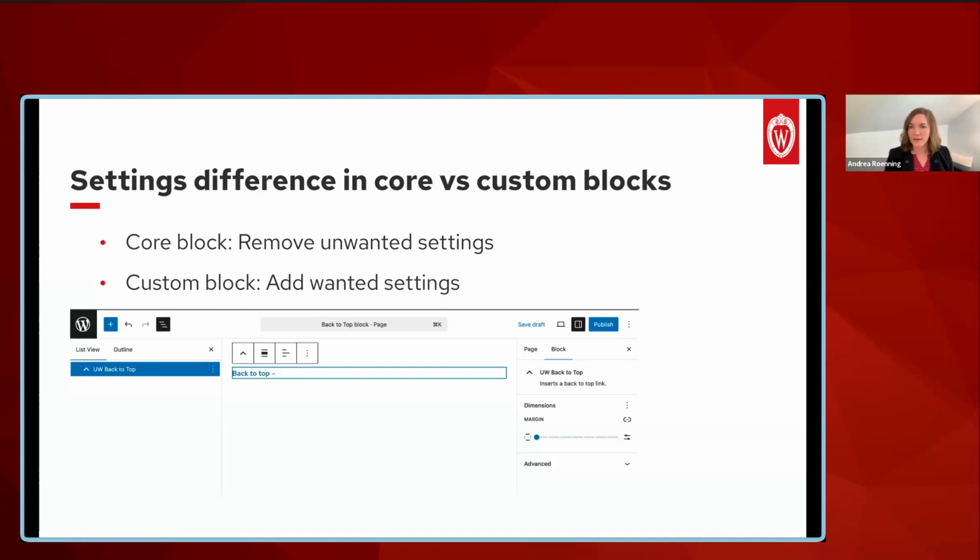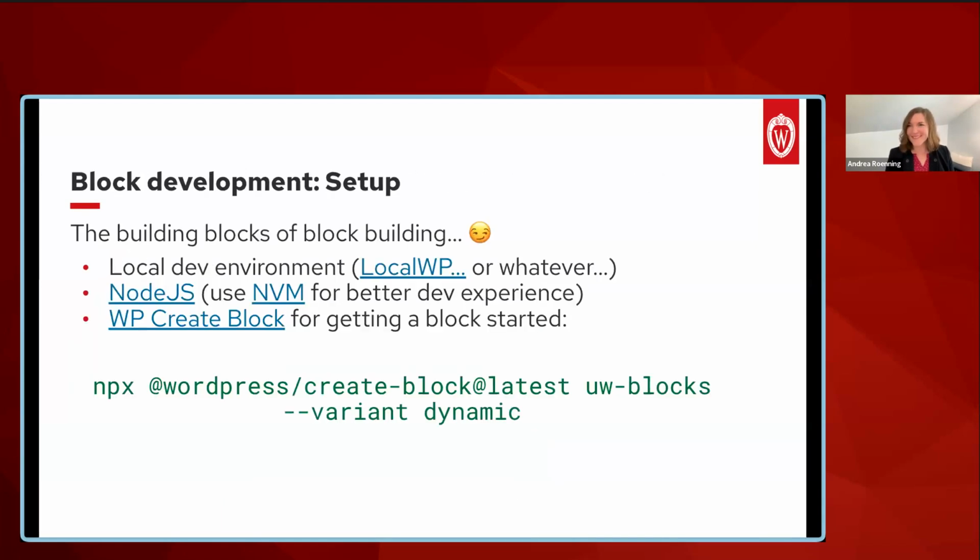You can see that there's an option to change the block alignment, which is how you make the whole block wider, or you can change the text alignment, which is how you could perhaps center the text within the block. And then on the right-hand panel, this is the block settings panel, there is a dimensions panel where you can change top and bottom margins, but that's it. We removed, or we didn't add, all the other bells and whistles that come with a lot of WordPress core blocks. The Setup Resources slide has links.